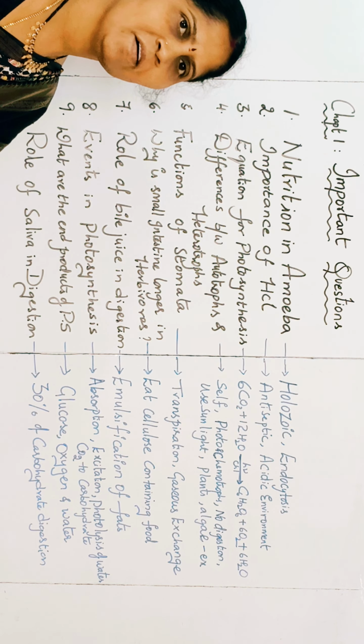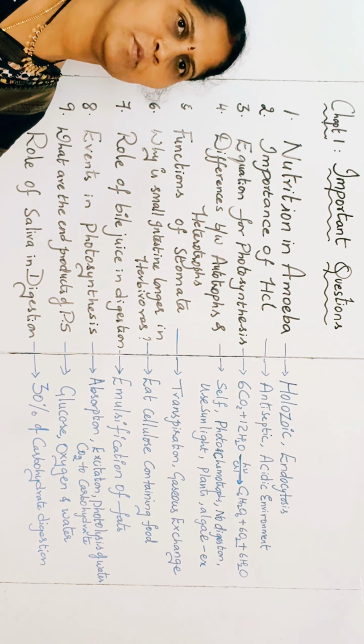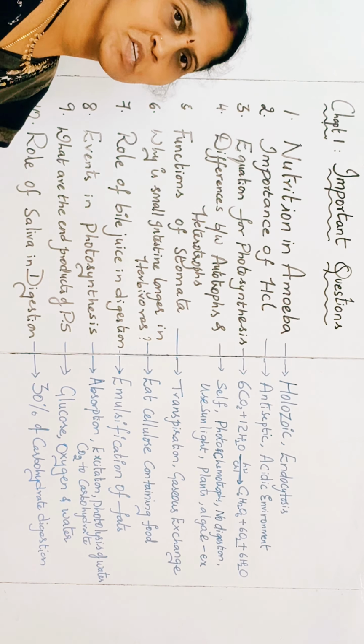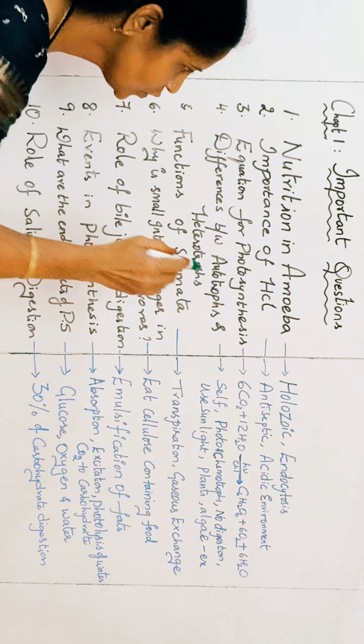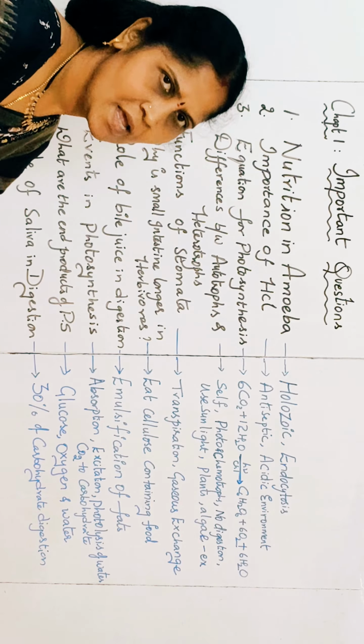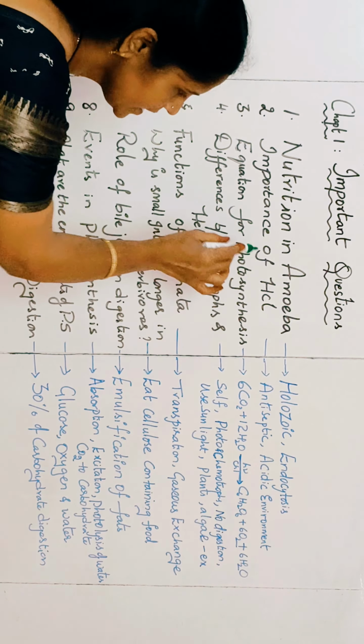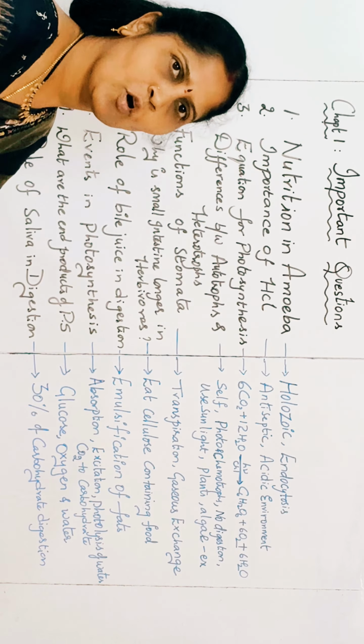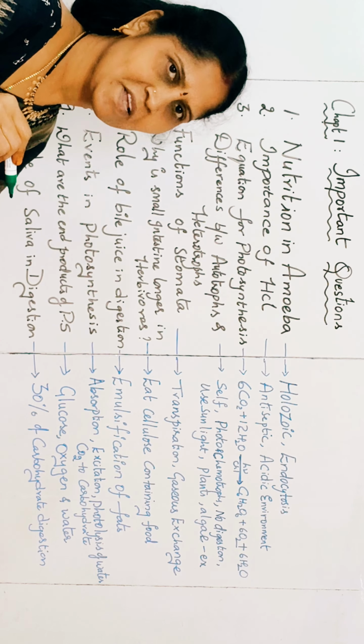Hello all. So today we have some important questions from chapter 1 which will be done in a quick way. So let us see. First is nutrition in amoeba is heterotrophic. It is holozoic nutrition and the process is endocytosis. Then what is the importance of HCl? HCl is an antiseptic. Also it provides acidic environment for action of enzymes, gastric enzymes.